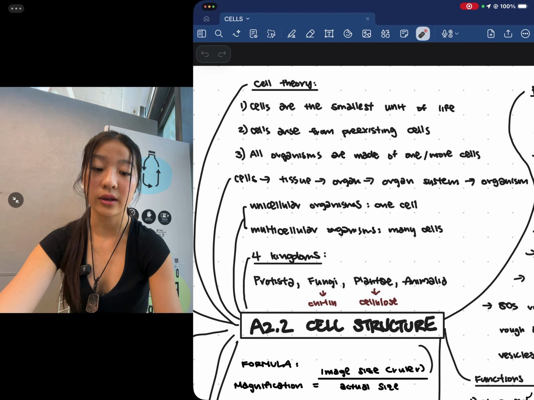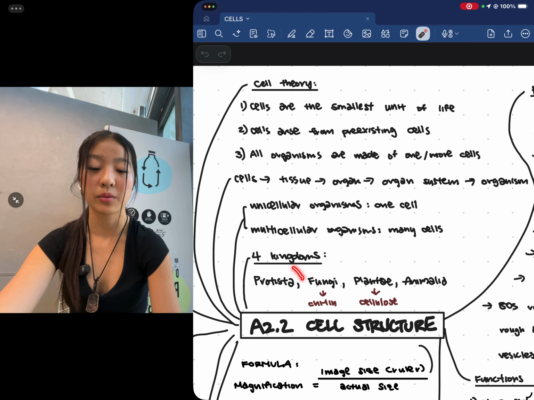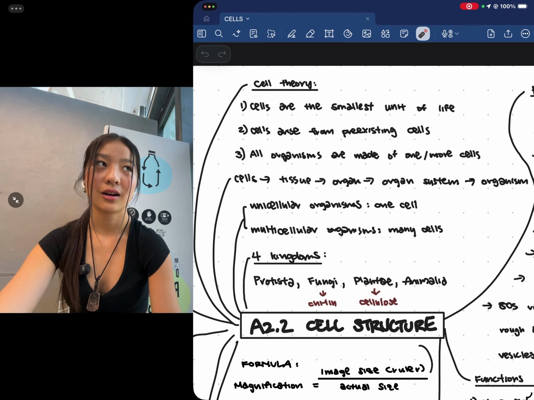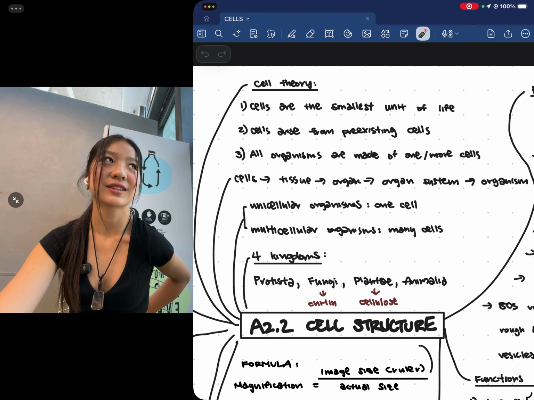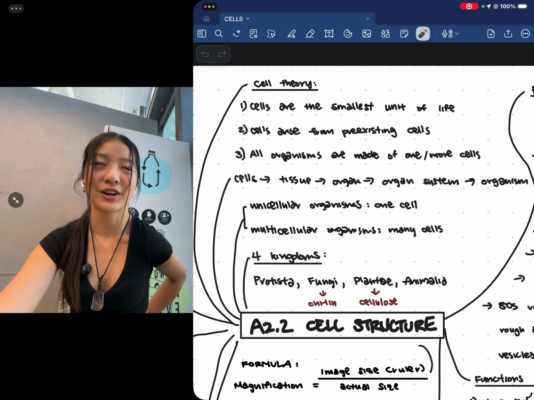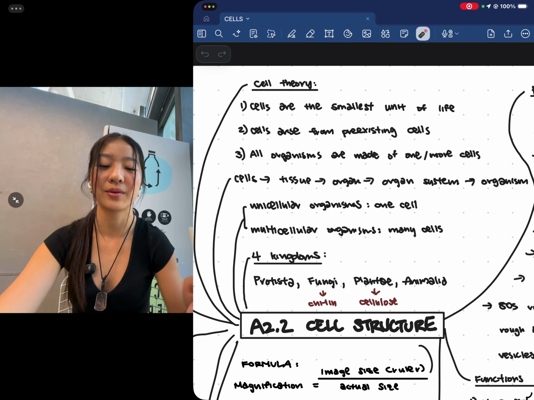And then there are 4 kingdoms of life. We're usually more familiar with these 3: fungi, plants, animals, but we have protista, which are eukaryotic cells, but you don't really see them very often. They're like amoeba.